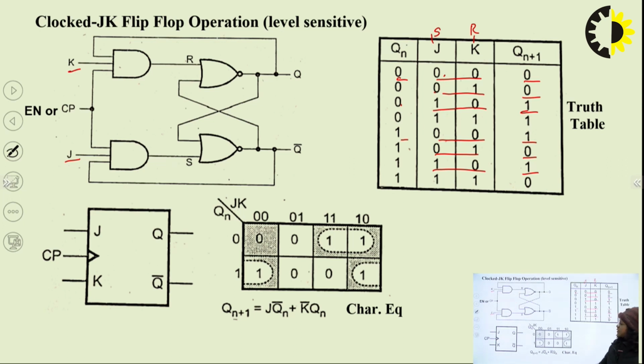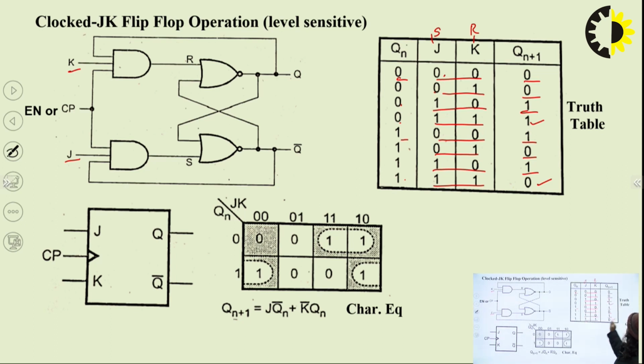And for 1, 1, instead of indeterminate, we find out the output is toggled. That is, if previous output is 0, next is 1, and if previous is 1, next is 0. So clock JK flip-flop solves the problem of indeterminate at input 1, 1, and the final output will be toggled.